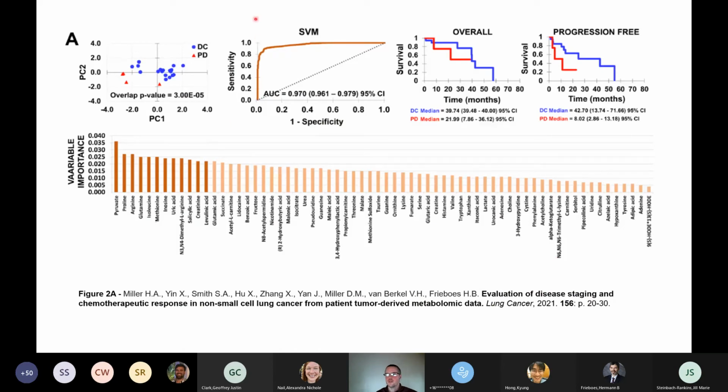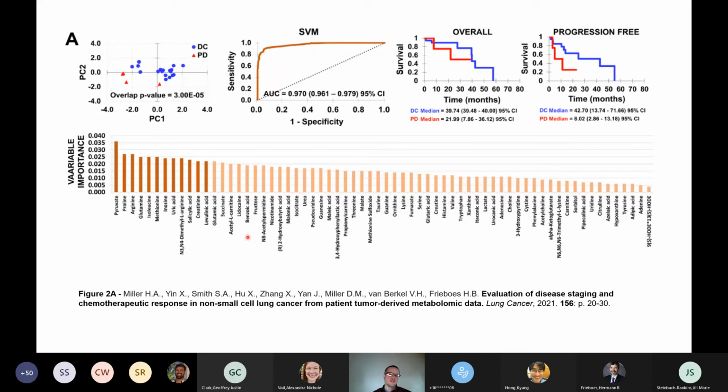In a partial least squares discriminant analysis score plot, right here, we can see a clear separation between disease control and progressive disease groups, indicating that the two groups of samples can be organized by the patterns found in their metabolomics data sets. The top performing machine learning algorithm was a support vector machine, or SVM, using partial least squares for feature selection with an AUROC of 0.97. The median overall survival for progressive disease patients was 17 months shorter than disease control, while progression-free survival was 34 months shorter.